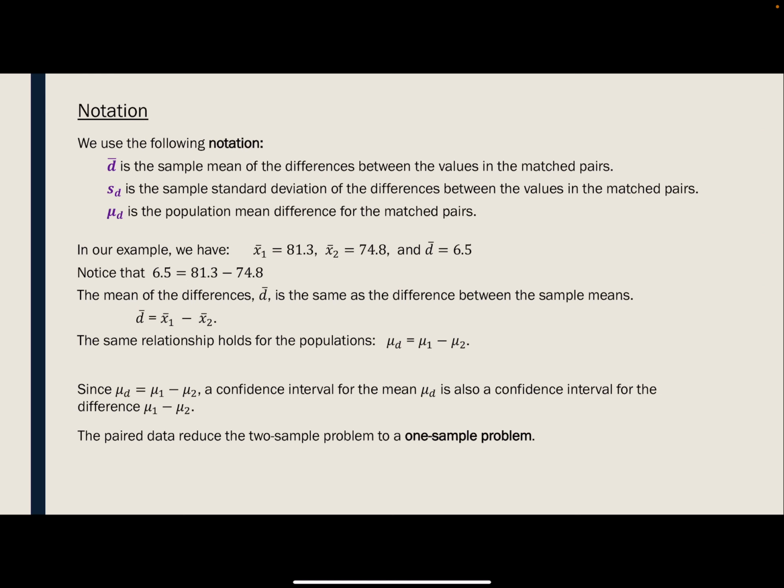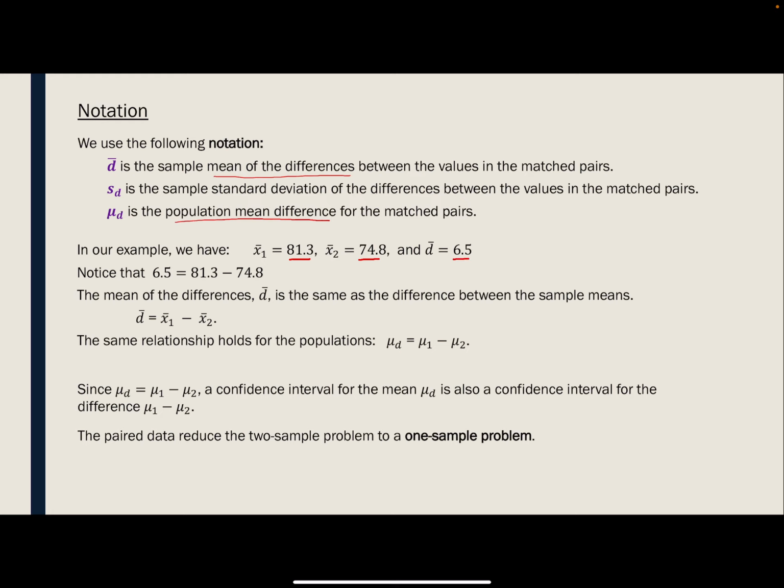So again, looking at the notation, D bar is going to be the mean of the differences, meaning they subtracted all the paired data and took the mean. S sub D is the standard deviation of those differences. And then we say mu sub D is the population mean for the differences. So looking back at our example, the first sample had a mean of 81.3, the second sample had a mean of 74.8, and the mean of the differences between all the paired data was 6.5.